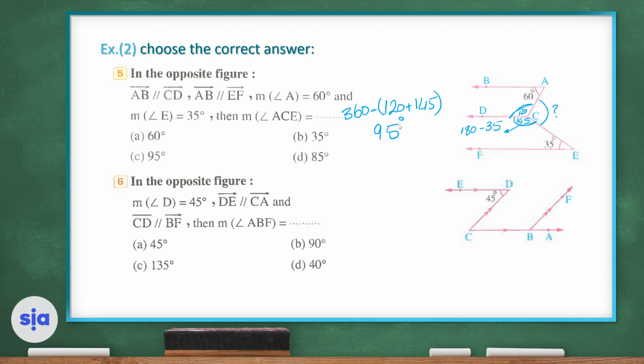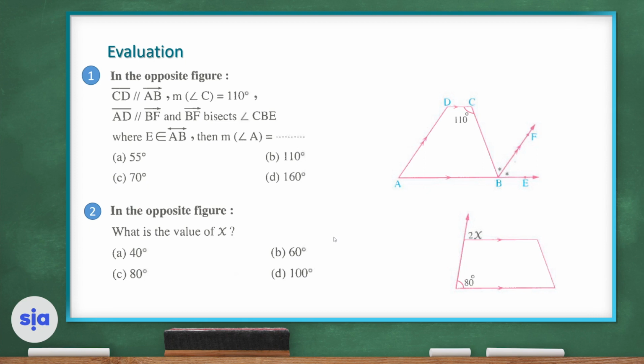Question 6. In the opposite figure, if the measure of angle D is 45 degrees, where DE ray is parallel to CA ray and CD segment is parallel to BF ray, what is the measure of angle ABF? The question wants you to find the measure of this angle. You can see here that angle C is also 45 degrees because angles D and C are alternate angles. So the measure of angle ABF is also 45 degrees as corresponding angles.